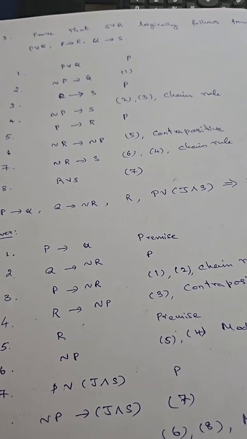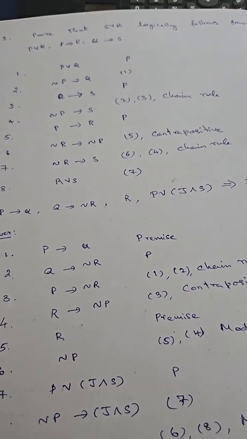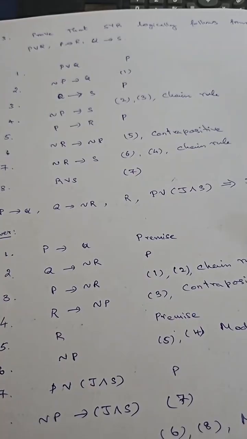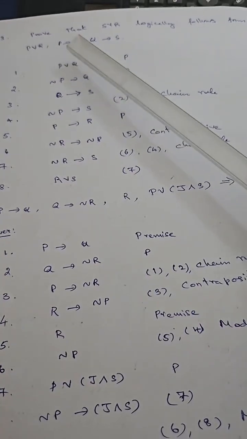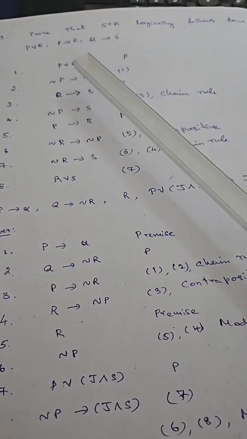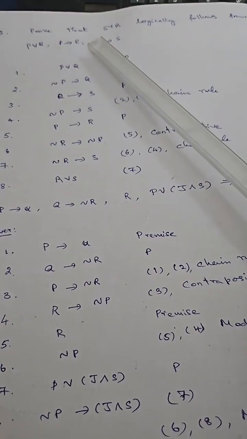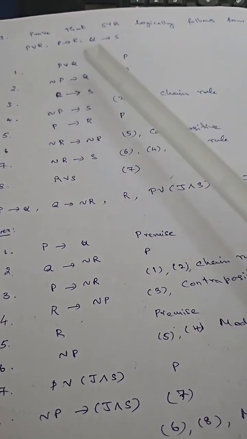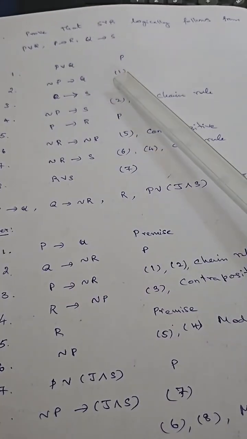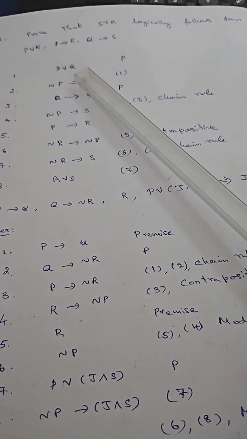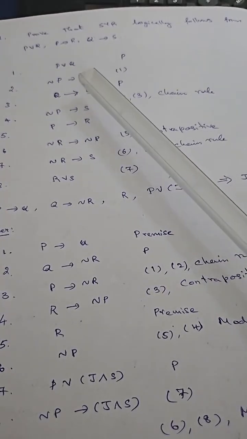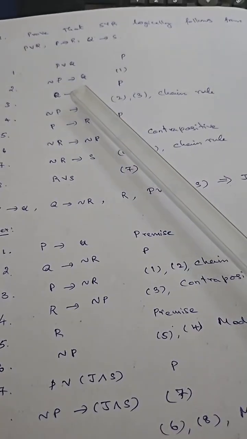Now I take the first step as P or Q, which is a true statement. Then from step number 1, I get negation P to Q, which is an equivalence. Then step number 3, Q to S, this is a given premise. Here I am taking negation P to Q and Q to S, that is negation P to S. This is by means of the chain rule.